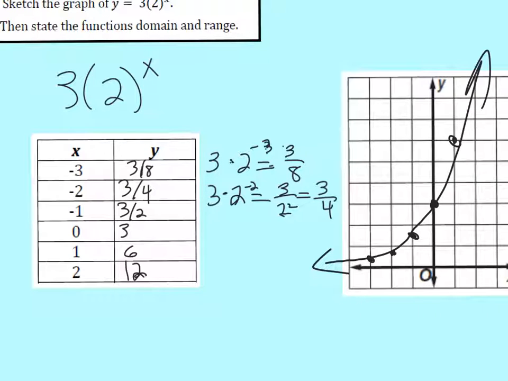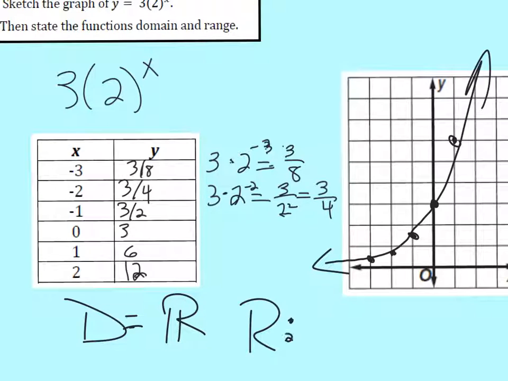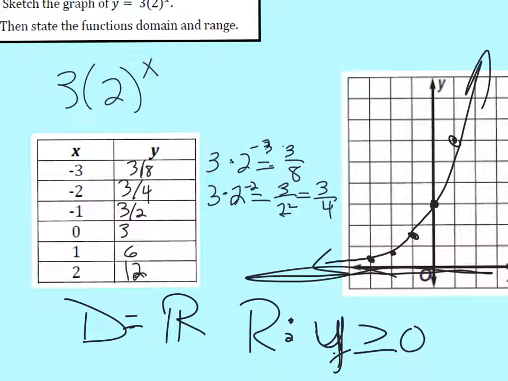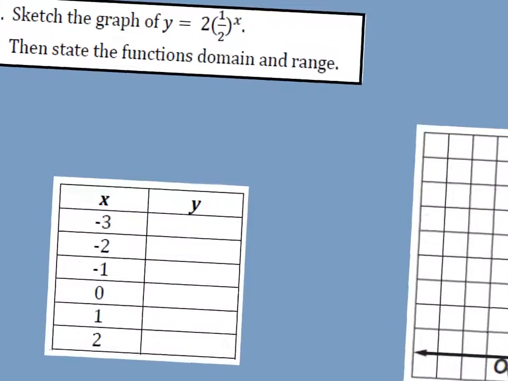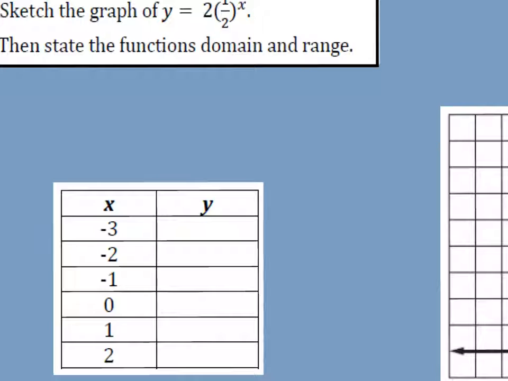So domain and range. Domain, all real numbers. Range is going to be y is always greater than or equal to 0, because this is where I bottom out right here on the bottom, where y equals 0. So if I take a look at this, 2 to the 1/2 of x, this is going to look a little bit different.